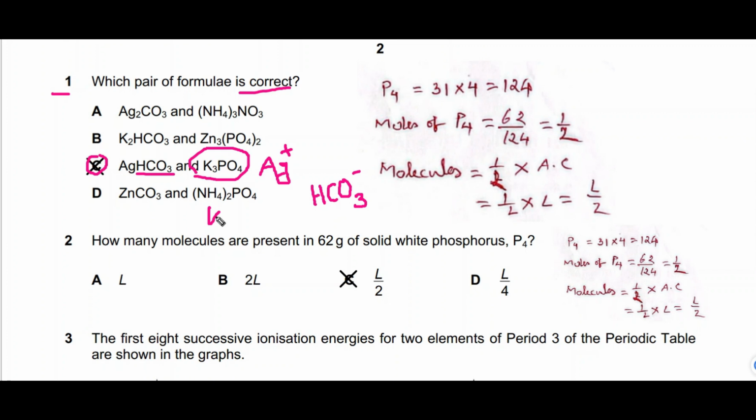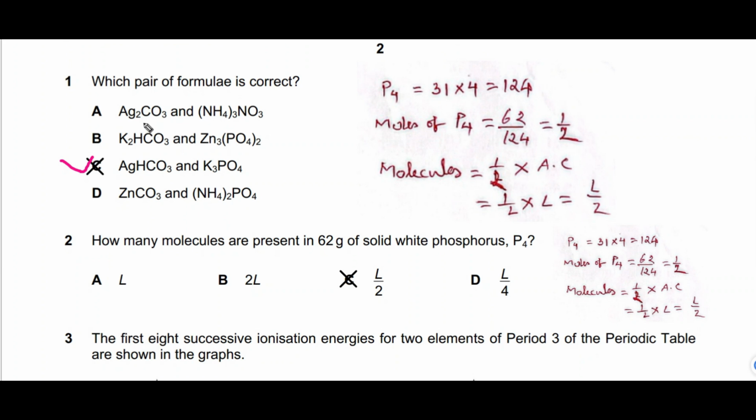Potassium is K+, phosphate is PO4 3-, valence is 3. So the correct formula of potassium phosphate will be K3PO4. So C is the right answer.